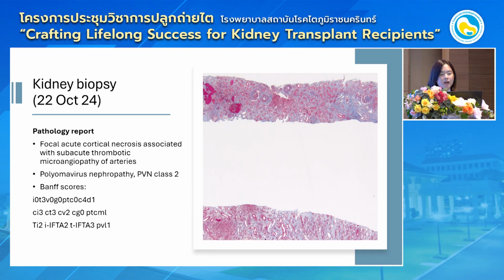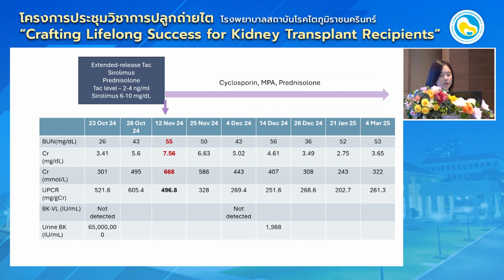So the pathologist reported the kidney biopsy as a focal acute cortical necrosis associated with subacute thrombotic microangiopathy of arteries and polyomavirus nephropathy of BK1 class 2. And there's no rejection from kidney pathology. After the kidney biopsy was done, I found that there are two diagnoses in the same kidney pathology.